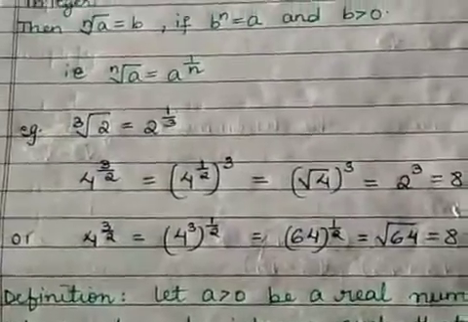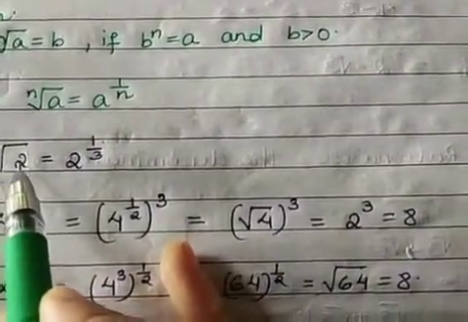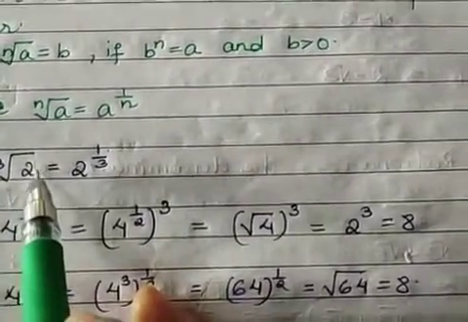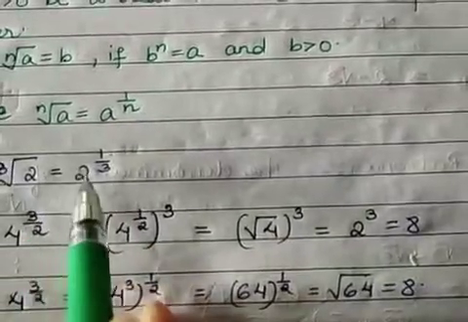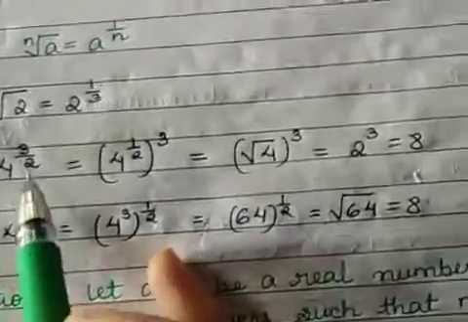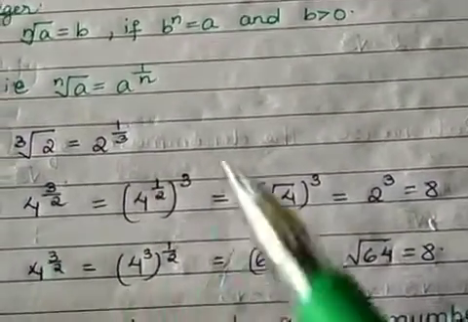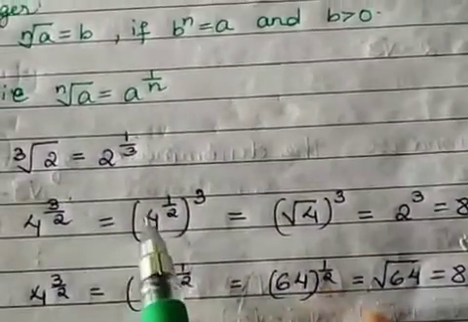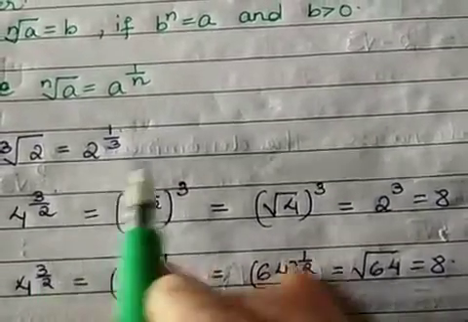Now let us take some examples based on this. If you have cube root of 2, so you know n is 3 here, a is 2, then you can write it as 2 raised to 1 upon 3. Suppose you have a number of this type, then how can you write it? There are two ways. First, you take the half inside and keep the 3 outside.